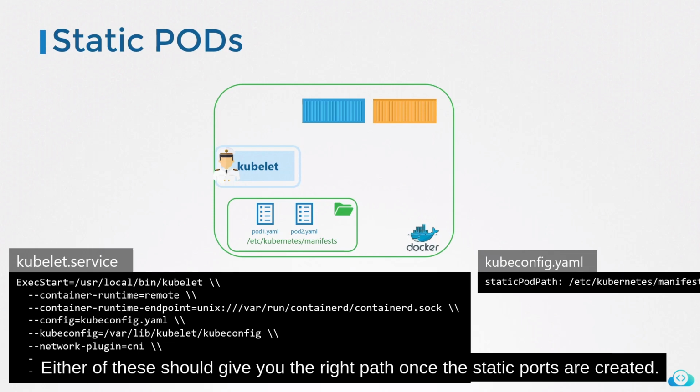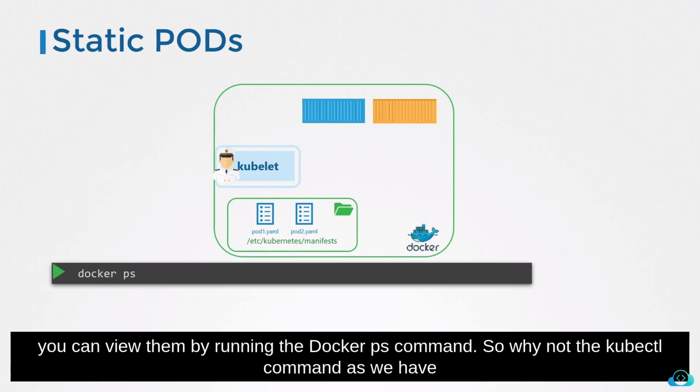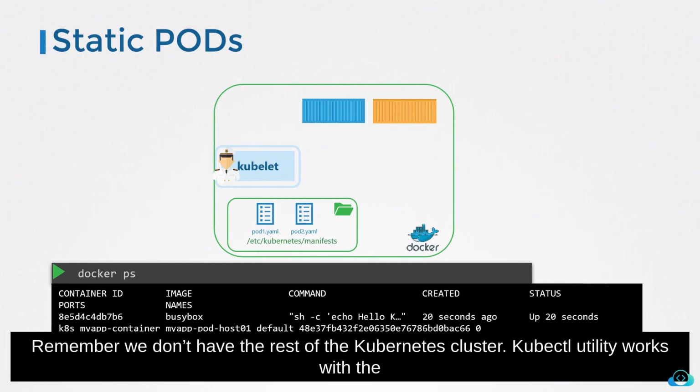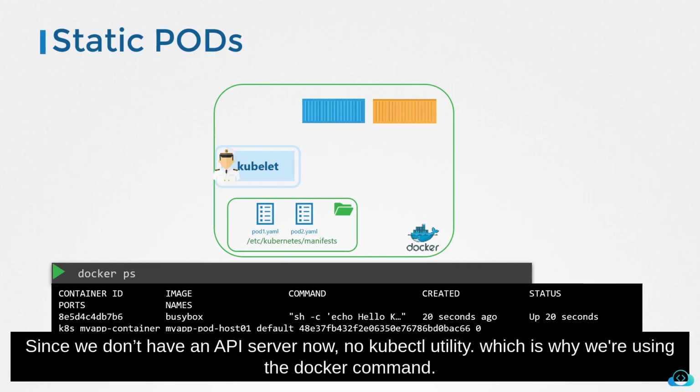Once the static pods are created, you can view them by running the docker ps command. So why not the kubectl command, as we have been doing so far? Remember, we don't have the rest of the Kubernetes cluster yet. The kubectl utility works with the kube API server. Since we don't have an API server now, there is no kubectl utility, which is why we're using the docker command.